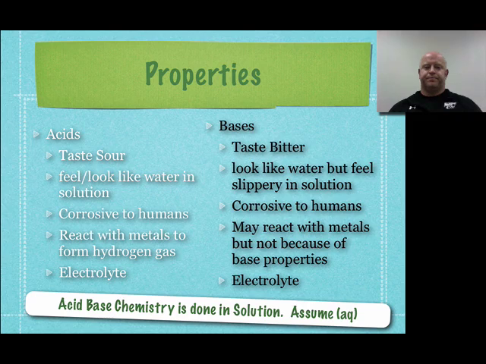So here we go. First thing we want to talk about is the properties of acids and bases, and take a look at how are they the same and how are they different. One of the major misconceptions of acids and bases is that acids are bad for people and bases are good. That's a misconception. That is not true.